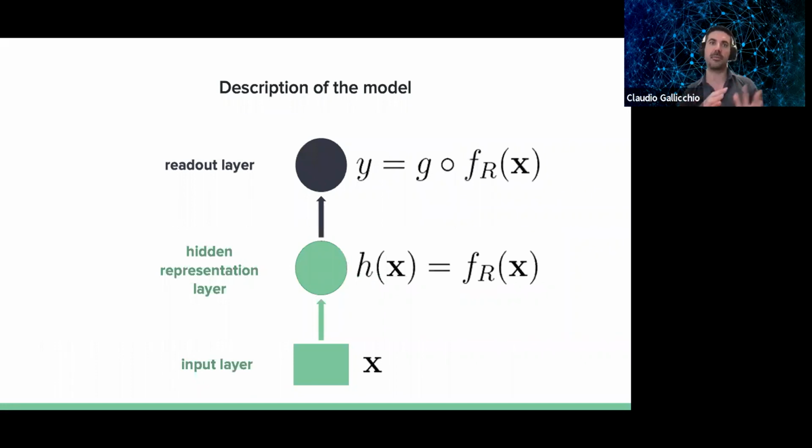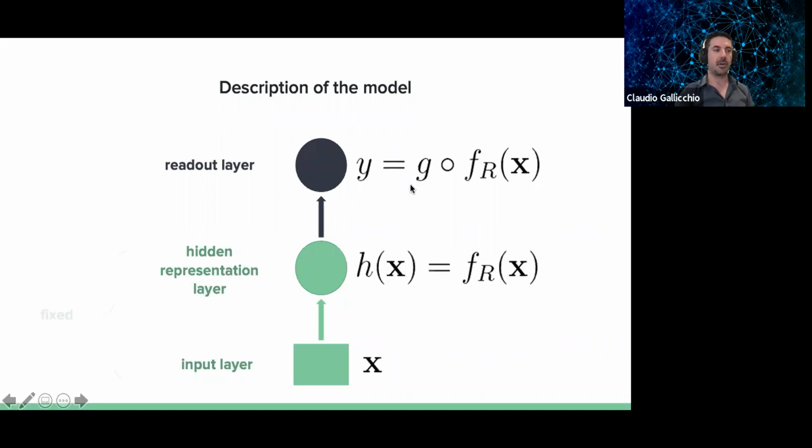Okay, so coming to the mathematical description of what I'm saying, I'm looking at the computation performed by a layer in a deep neural network architecture as a composition of two parts. Suppose we have a feedforward architecture with just one hidden layer. Then what we are doing is computing an output that is a composition of an output function G, computed by a readout layer, and a representation function FR, computed by the hidden representation layer. So we feed the network the input X, the hidden layer computes this function H of X, the representation function FR, and then the output layer on top of this computes the function G.